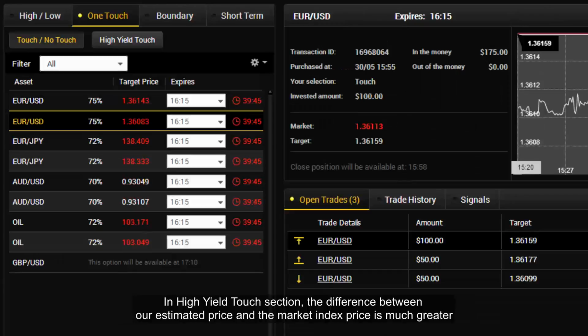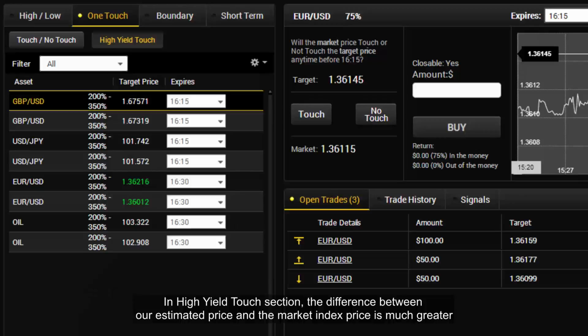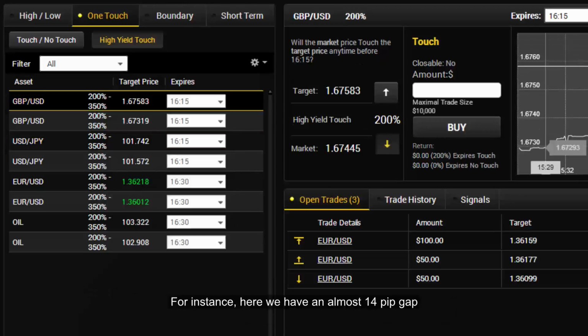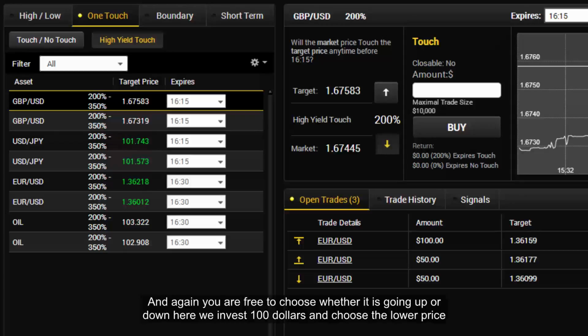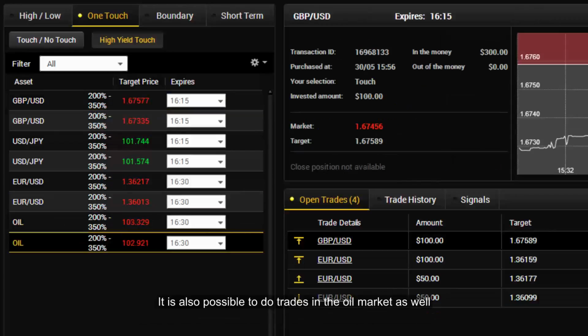In the High Yield Touch section, the difference between our estimated price and the market index price is much greater. For instance, here we have an almost 14 pip gap. The expiry time can be set too, and again you are free to choose whether it is going up or down. Here we invest $100 and choose the lower price. It is also possible to do trades in the oil market as well.